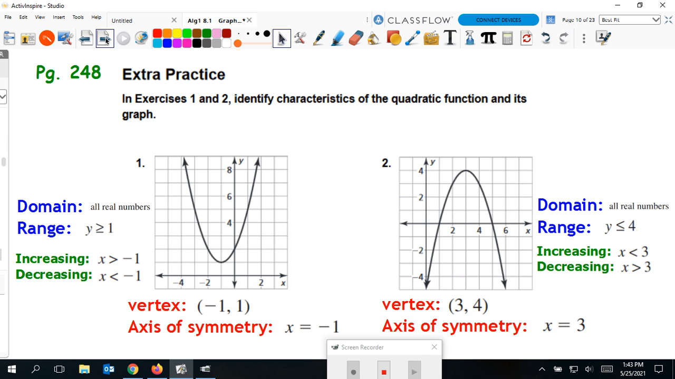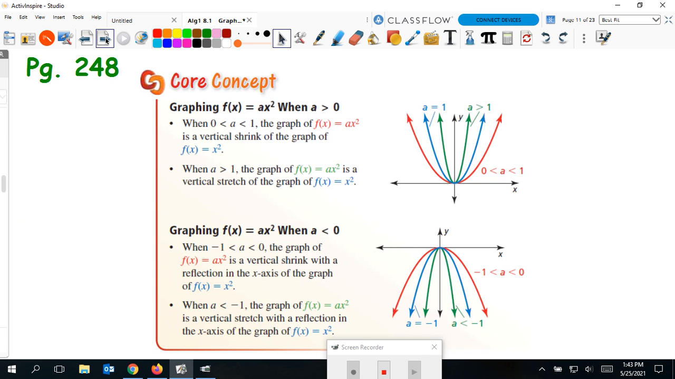All right, let's get into actually trying to graph some. So here's a core concept on page 248. If you go back a little bit, you can see that. What we see here might be a little confusing because we actually have 3 different graphs on the same coordinate plane for each one of these. Let's take a look at one of them, which is going to be our parent function.